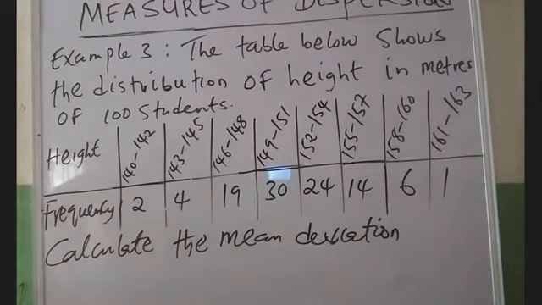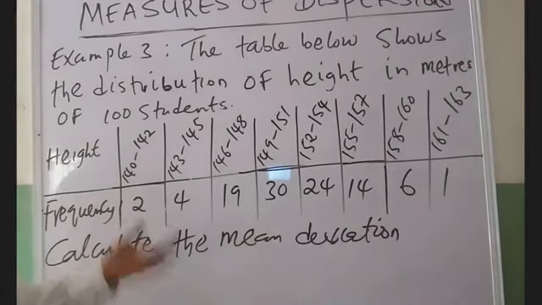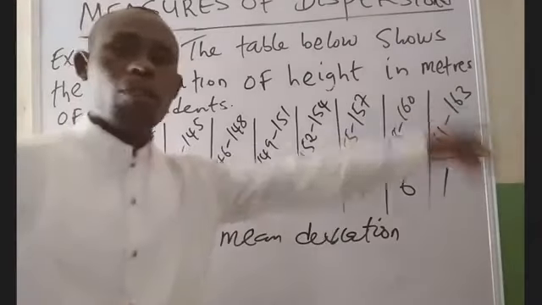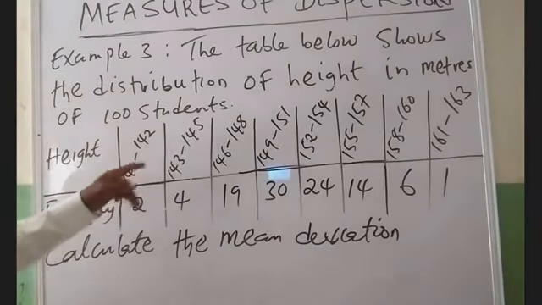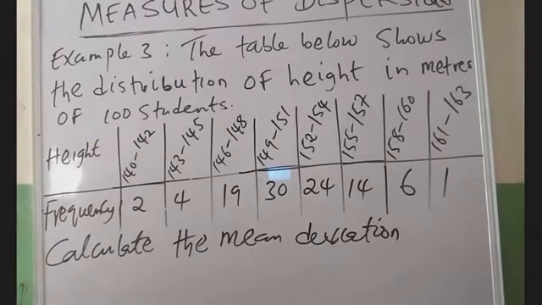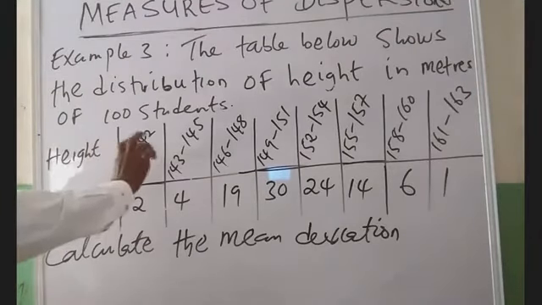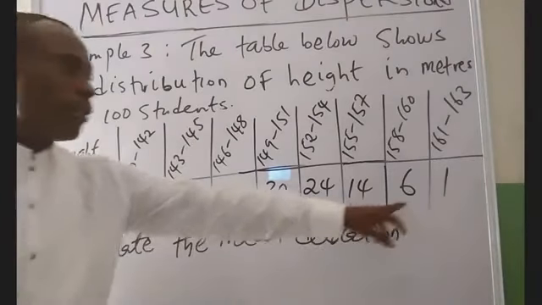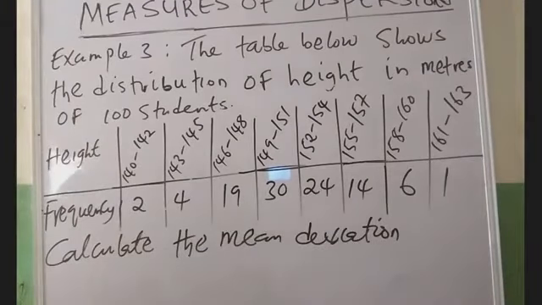Example 3: the table below shows the distribution of height in meters of 100 students. Now, this case we have the one that has group frequency. The height ranges from 140 to 163, and each class, 140 to 142, is a class of 3. And these are the frequencies: 2, 4, 19, 30, 24, 14, 6, and 12. We are asked to calculate the mean deviation.